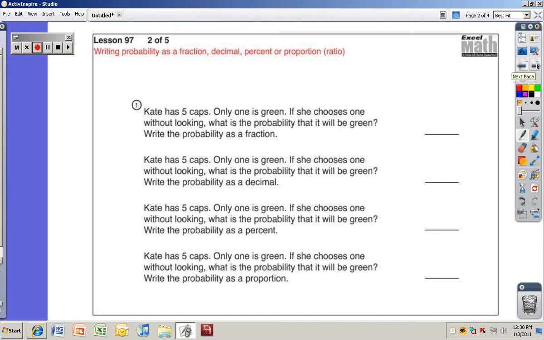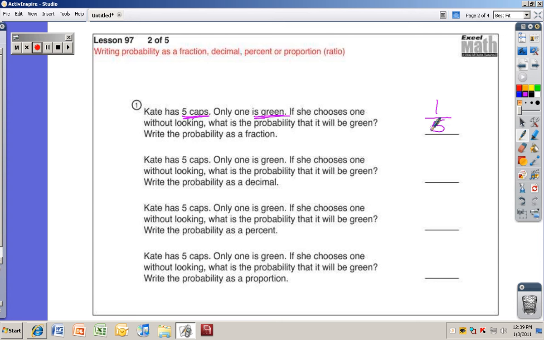All right, let's do this first problem here together, and then I'm going to have you try some on your own. Kate has 5 caps. Only one is green. If she chooses one without looking, what is the probability that it will be green? Write the probability as a fraction. Well, if she has 5 caps and one of them is green, as a fraction, she has a 1/5 chance of picking the green one.